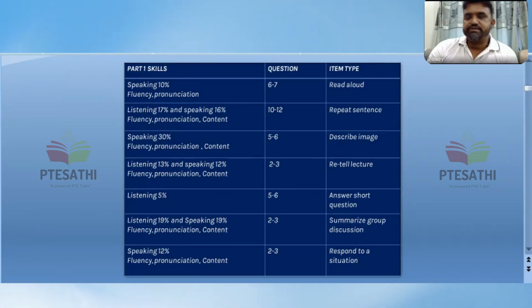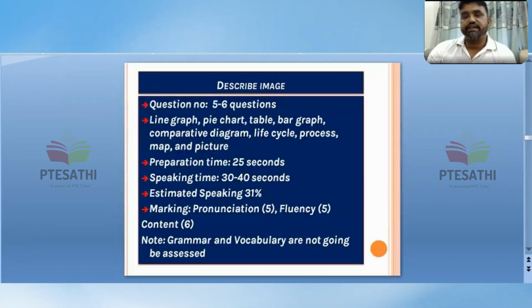Okay, then let's look at describe image. First things first, I would like to provide you information related to the task. So you'll be getting 5 to 6 questions. Your questions can be line graph, pie chart, and so on. And let me categorize these images into 2 categories. Category 1, an image where you have to describe data. And then category 2, an image where you have to describe different information. So basically, we have got 2 types of images.